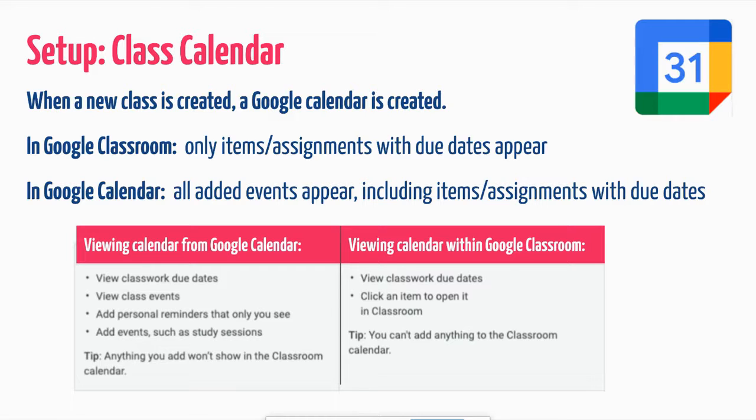If you're looking at the class calendar in Google Calendar, all added events appear, including those assignments with due dates. So you can add additional events in Google Calendar, like maybe you want to put an event for a field trip coming up, or a vacation, or for the MCAS, or some celebration day. You're welcome to put those in Google Calendar, in the class calendar, but it will only be visible when students are in Google Calendar. If they're in Google Classroom and click Calendar, again, they'll only see assignments with due dates.